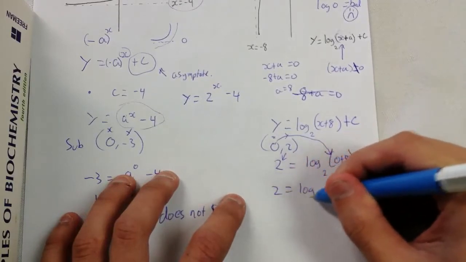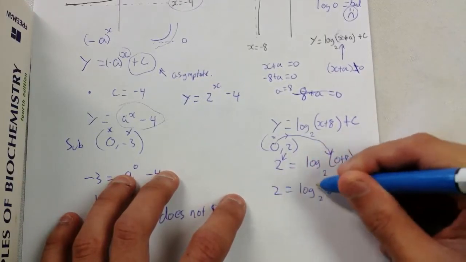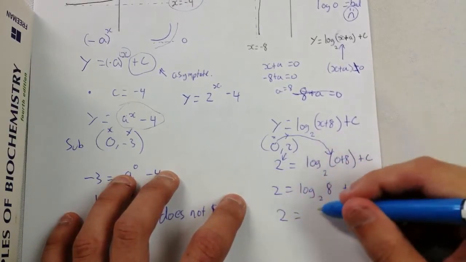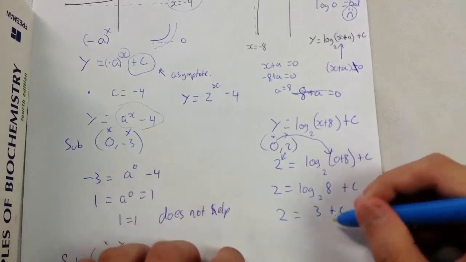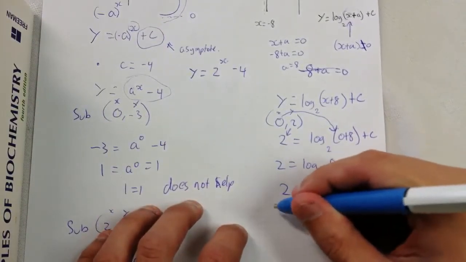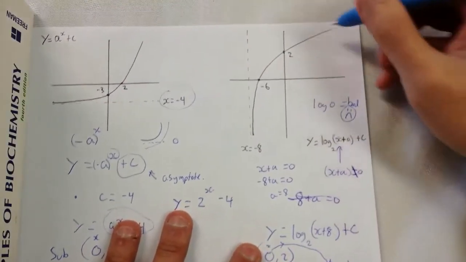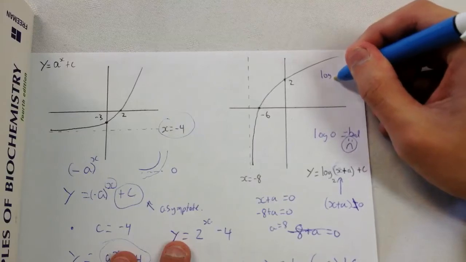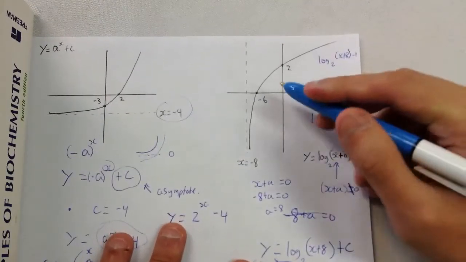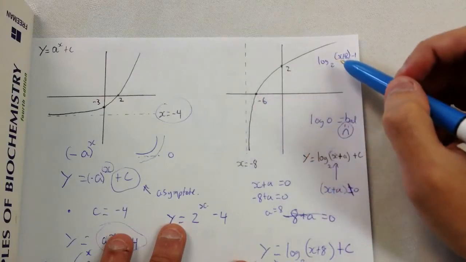2 equals log 2 of 8 plus c. So I see this log 2 of 8. I'm going to ask, 2 to the power of what equals 8? 3. So 2 equals 3 plus c. Therefore c equals 2 minus 3 equals -1. So our equation for this graph is y equals log 2 of x plus 8 minus 1. I can check with -6.